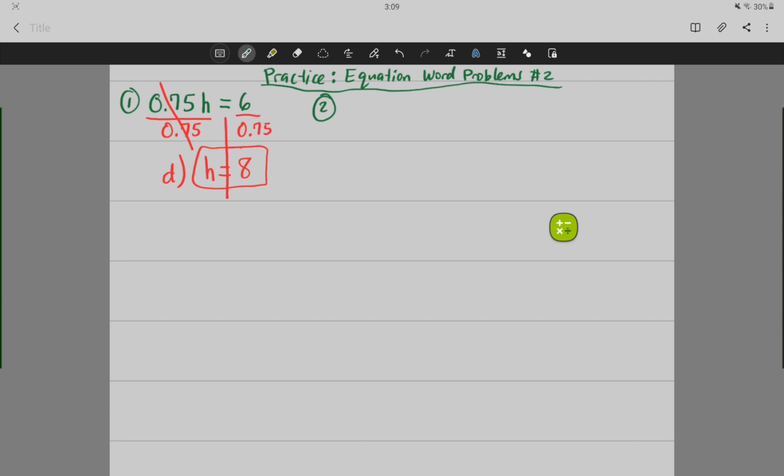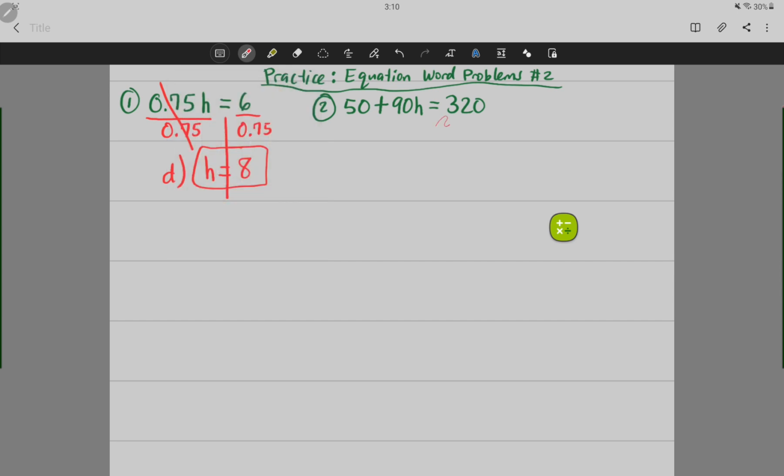A plumber charges a flat rate of $50 for a service call and $90 per hour for labor. How many hours would a plumber have worked if they made $320? So first thing, it's $50 for the service, and means plus, so we're adding $90 per hour, but it doesn't tell us how many hours. Since it doesn't tell us, we need a variable to represent that, so I'll use the letter H for hours. And she made a total of $320, so that equals 320.